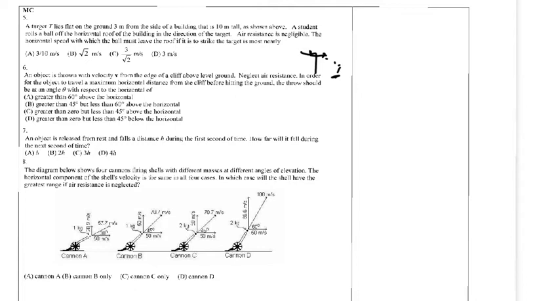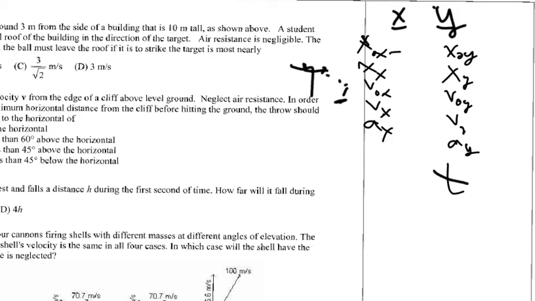So we're going to go ahead and make an X and a Y chart. So our X information and our Y information. And I'm going to pause this while I fill those out. So I'm going to set my initial X position to be equal to 0. I want to hit this target, so I want my final X position to be 3 meters. I don't know my initial X velocity. I know my initial X acceleration is 0. I know my Y acceleration is negative 10. My initial Y velocity is 0 because this is rolled horizontally off the building. I know that the building is 10 meters tall, so that's my initial Y position, and it falls to the ground, so my final Y position is 0.